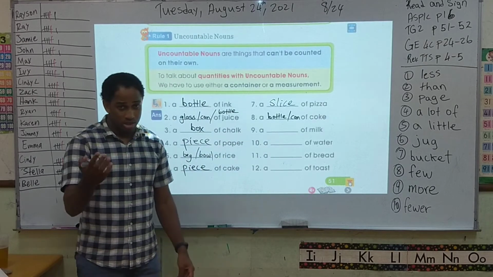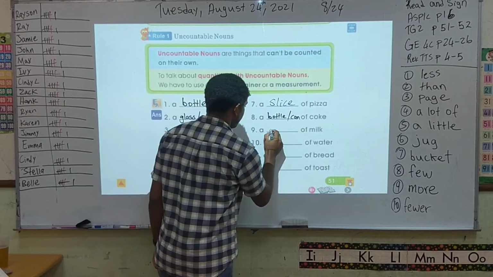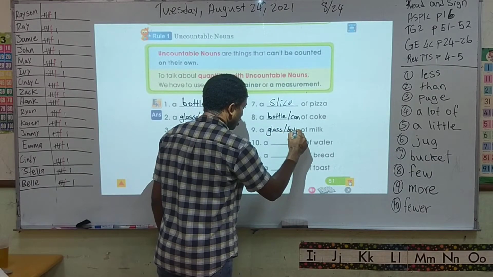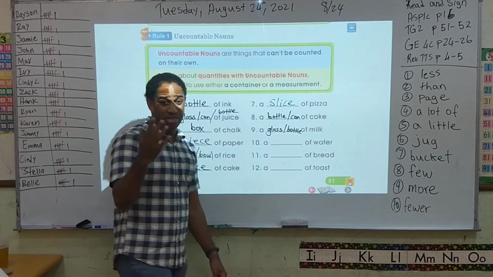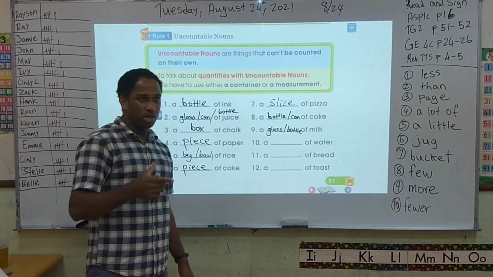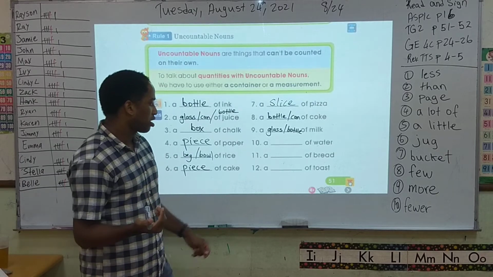Milk. A glass of milk. Good. Okay, a glass of milk, or you can say a bottle of milk. Okay, if it's in a jar, you can say a jar of milk. Or if it's in a carton, like a box, you can say a carton of milk.